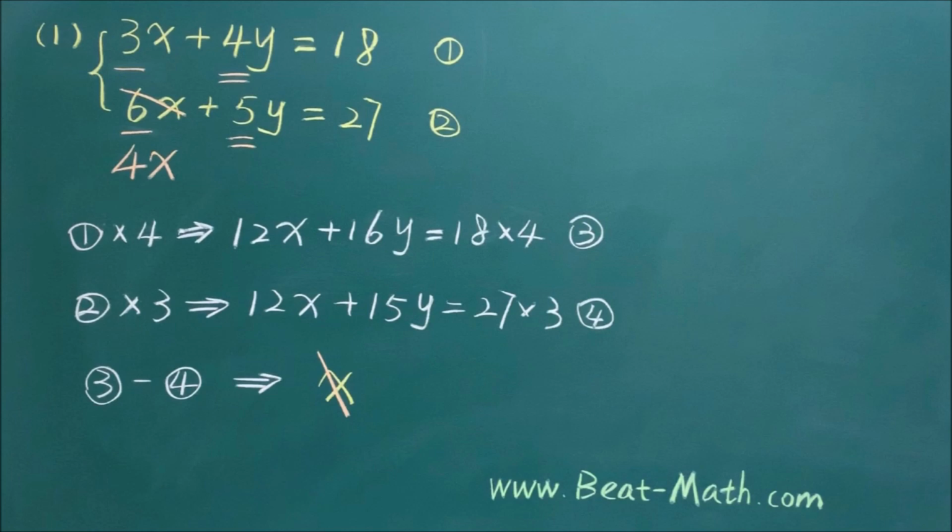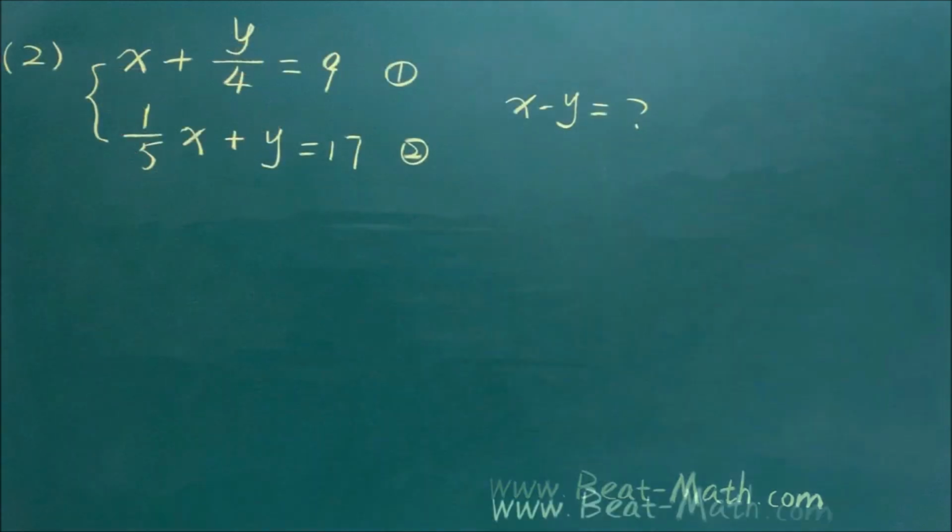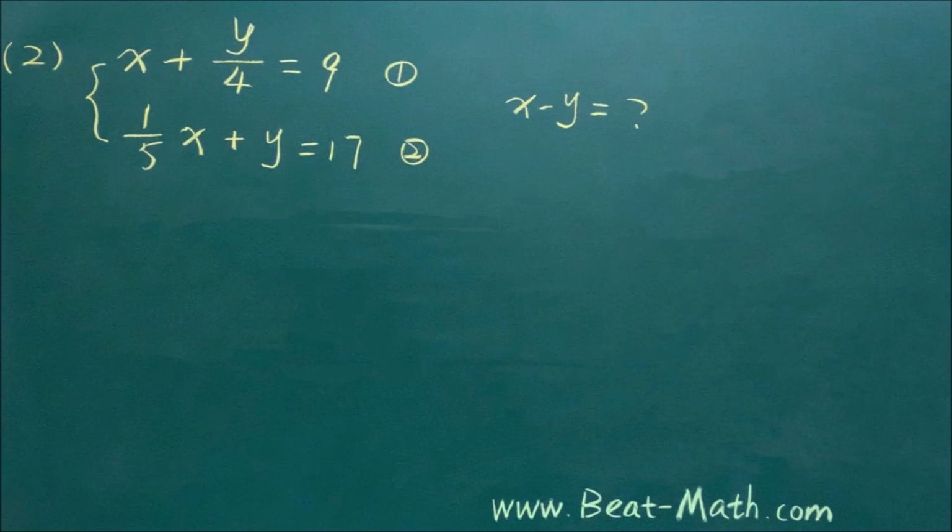Let's look at another example. x plus y/4 equals 9. 1/5 x plus y equals 17. What is the value of x minus y? By solving equations, we get the value of x and y, and then calculate x minus y. Let's do it. First, we convert the fractions to integers. That will make it simpler.